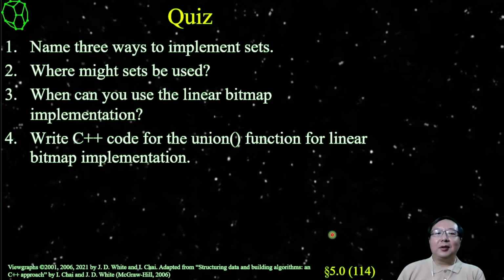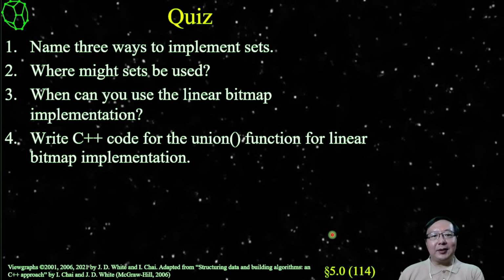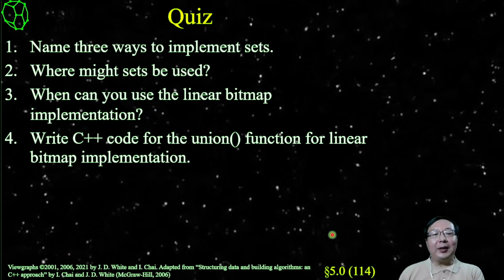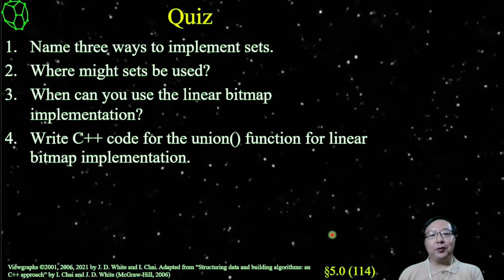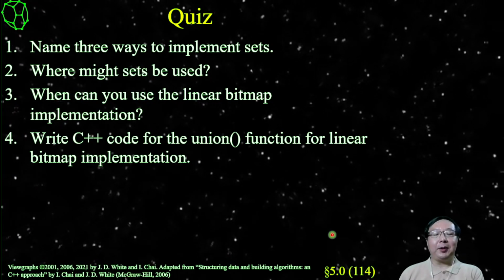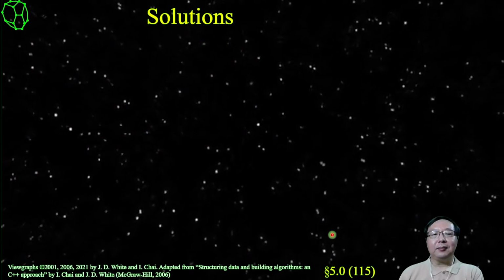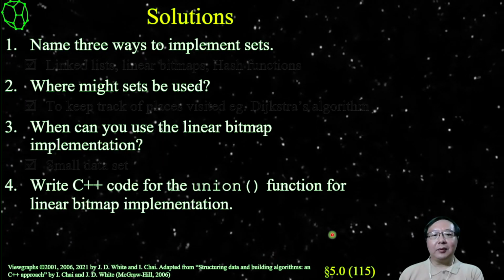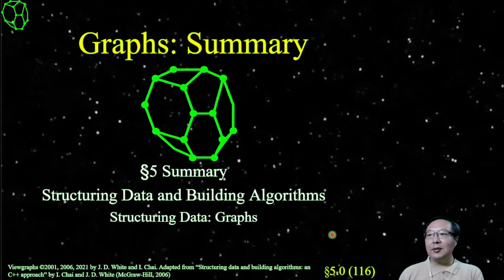Okay, so quiz. Name 3 ways to implement sets, and where might these sets be used? When can you use the linear bitmap implementation? And write C++ code for the union function for linear bitmap implementation. And also, you're supposed to answer the questions, huh?